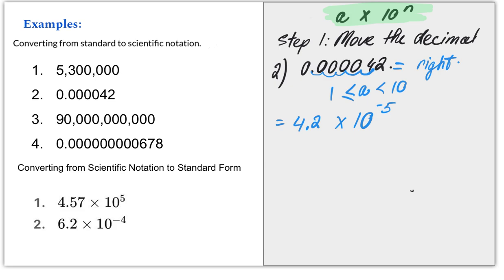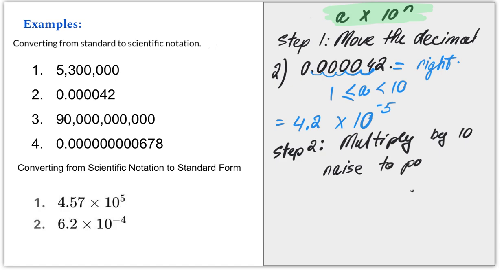So let's go ahead and restate what our second step was. Step 2 will be multiplying, again, the same thing, by 10 raised to the power of negative 5. Let's go ahead and do the next examples.